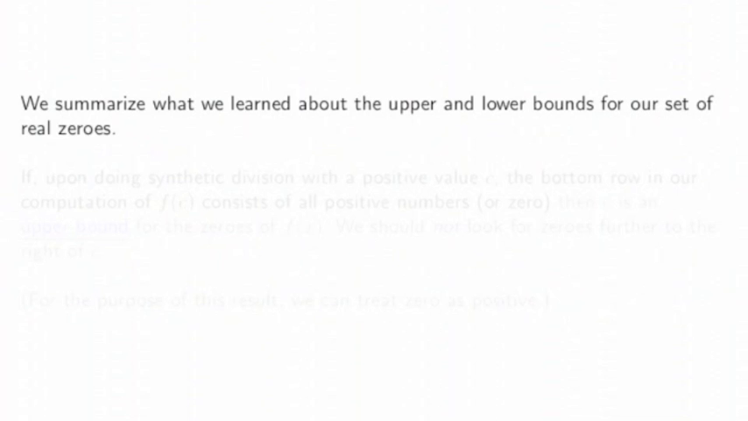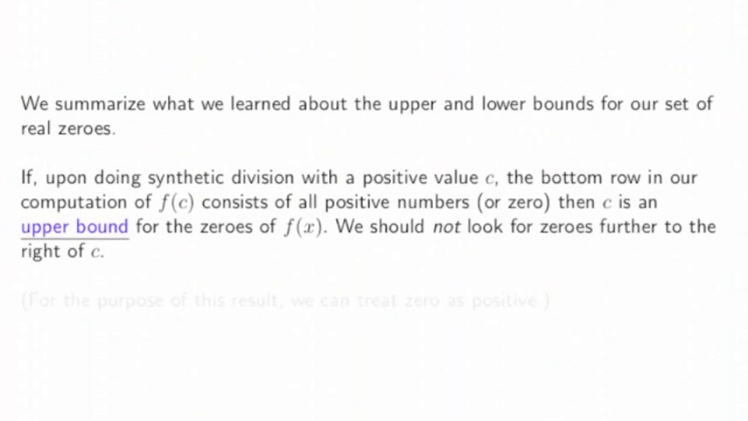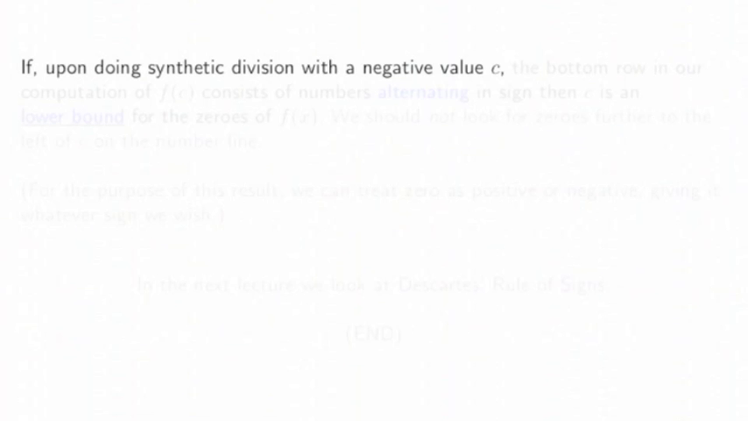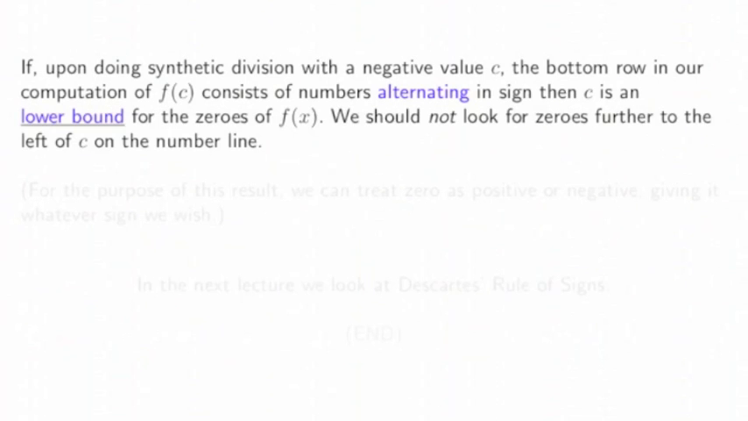Let's summarize what we've learned about upper and lower bound for our set of zeros. If upon synthetic division with a positive value c, the bottom row is all positive numbers, then c is an upper bound for the zeros. We do not look further to the right of c. If upon synthetic division with a negative value of c, the bottom row consists of numbers alternating in sign, plus, minus, and so on, then c is a lower bound for the zeros of f of x. We should not look further to the left of c on the number line for zeros.